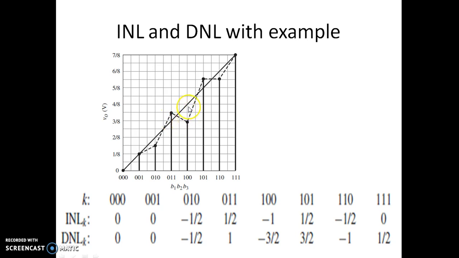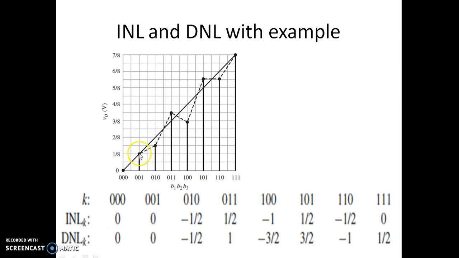Here it is almost 1 LSB down from the desired output, and here it is half LSB more, and this is almost half LSB less. We can indicate by how much it is less or more by writing its INL, that is, integral nonlinearity. So integral nonlinearity for the input 0, 0, 0 is set as 0. Why? Because we are getting the expected output as 0, and the actual output is also 0 here. So that's why there is no error.